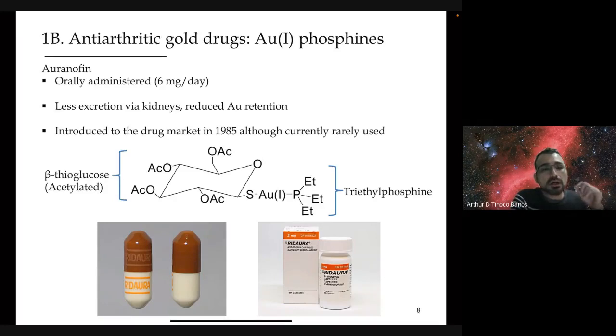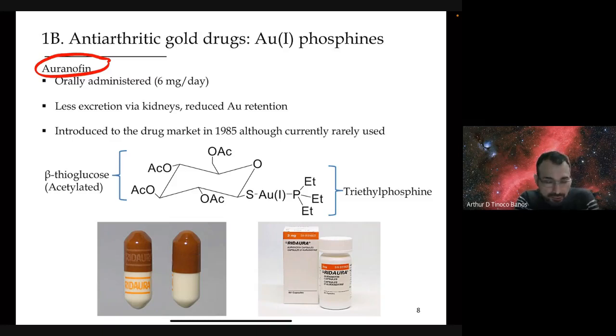So another class of anti-arthritic gold compounds are the gold phosphines. So here, gold(I) phosphines. One of the major ones was auranofin. This particular drug is orally administered, about 6 milligrams per day. There's less excretion via the kidneys, resulting in reduced gold retention.